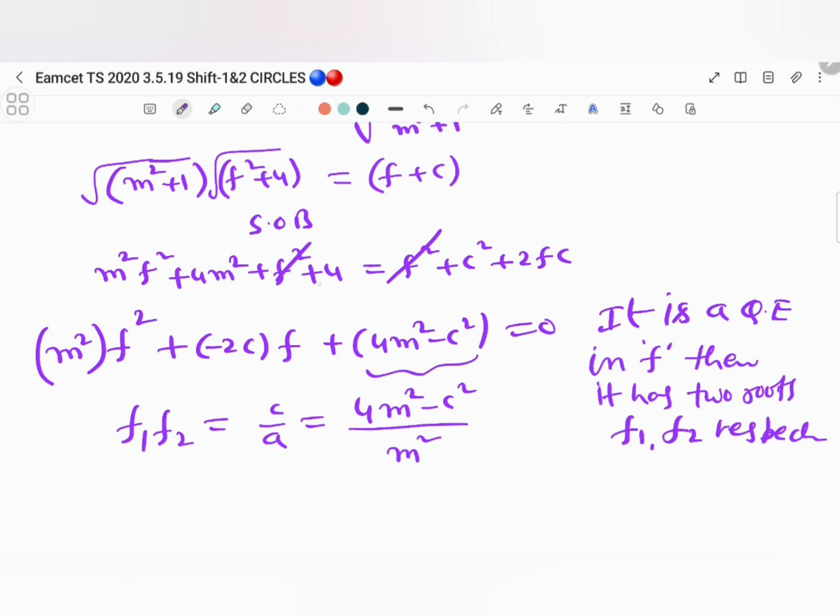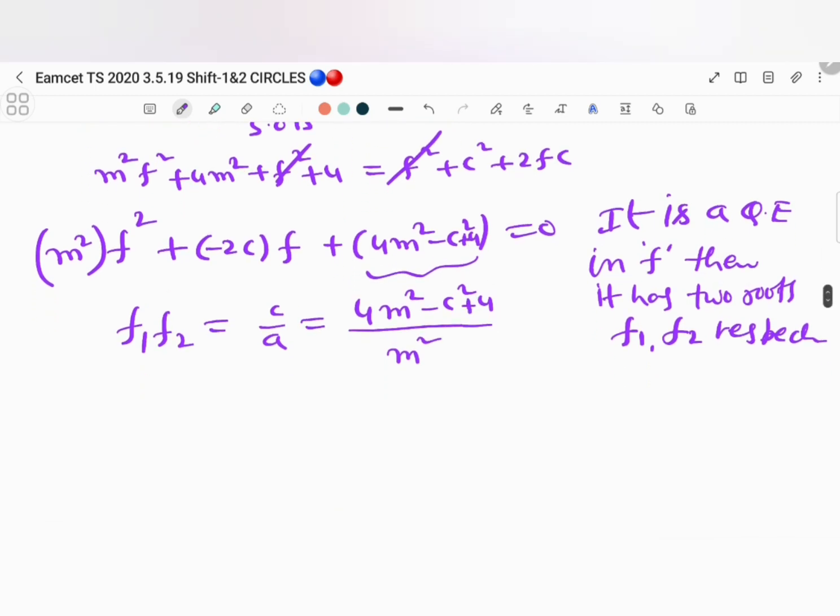Here I missed 4 also. No, that 4 we can take this side. Minus 4. So c square we can take this side, here 4m square plus 4 only, sorry, yes. So what is f1, f2, f1, f2 is equal to this value, we got it.